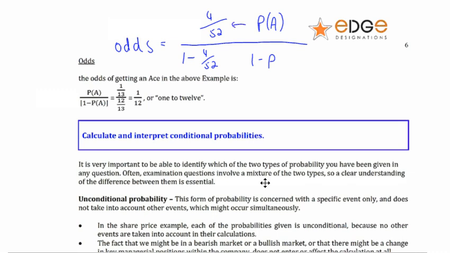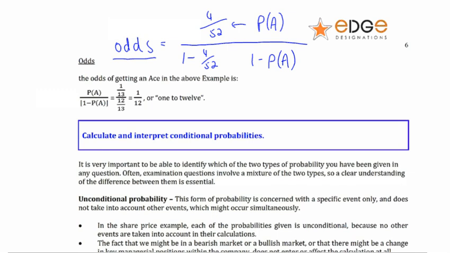Over 1, or 100%, minus the probability of getting an ace, that equals the odds. Is everybody comfortable with that? Now, again, all you need to do is, if they give you probabilities, you can work out odds. If they give you odds, yes, you can work out probabilities as well. You just manipulate the equation in order to do so.